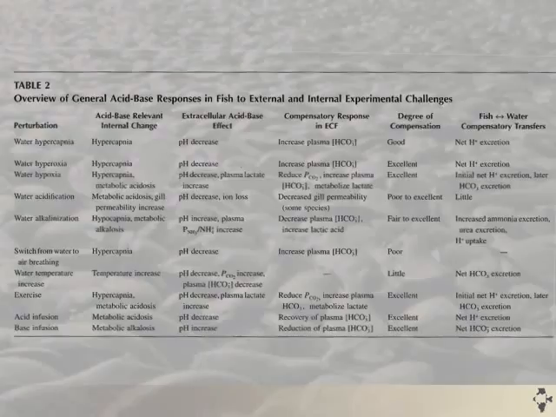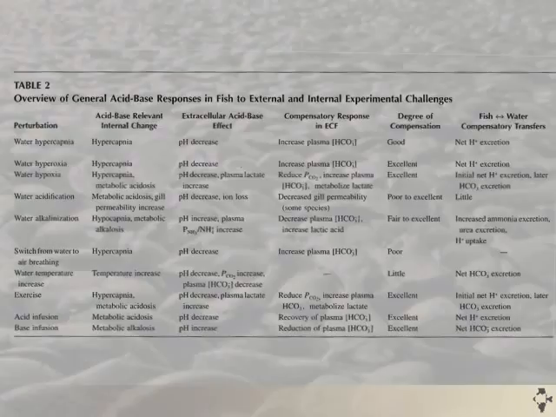So this table summarizes a whole lot of different information here about the types of situations fish might find themselves in and what kinds of acid-base changes that can induce. I'm just going to highlight a couple of them. We're going to begin with hypercapnia in the water.